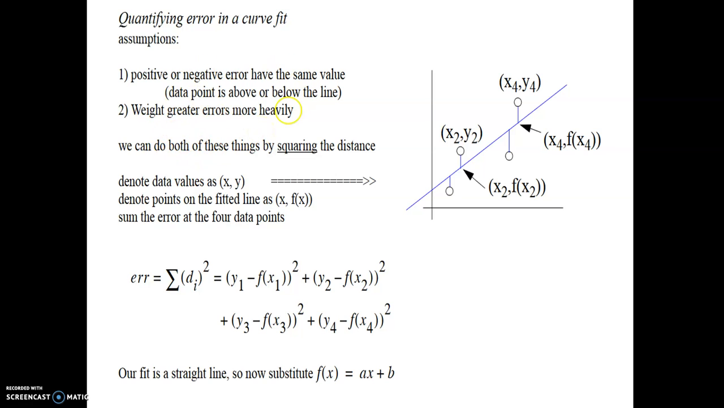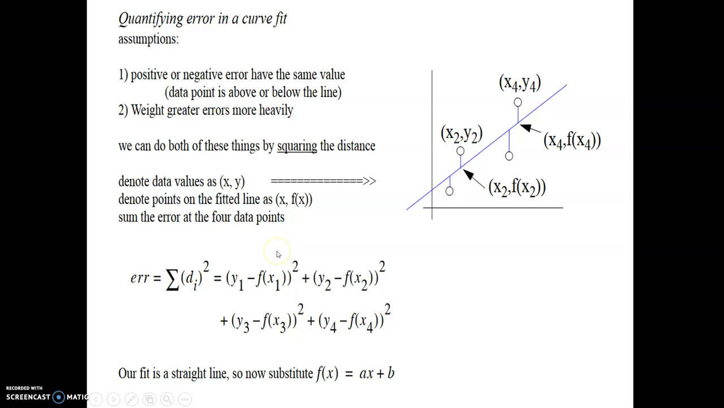Denote data values as x and y. We are having data points. These points are denoted by x and y: x1 y1, x2 y2, x3 y3 and x4 y4 are data points. Then denote points on the fitted line as x, f(x). Here you can see this is the best fit line. Here you can see this point, it is x2, f(x2). We are representing it in the form of x, f(x). So this is the point x2, f(x2).